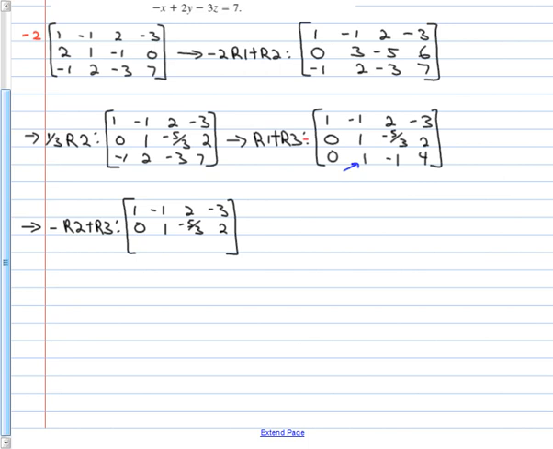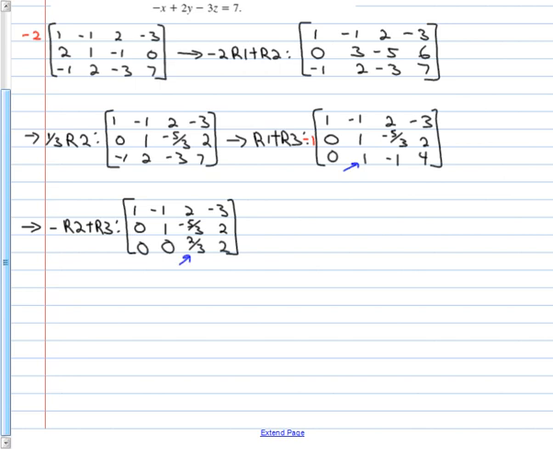I'm taking a -1, maybe you want to write it wherever you want to write it. -1 times that and adding it to the end. Well, 0, 0 still gives me 0. -1 plus 1, 0. +5/3 minus 3/3, is that 2/3? -2 plus 4, 2.